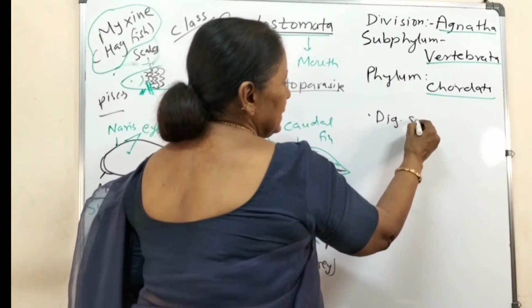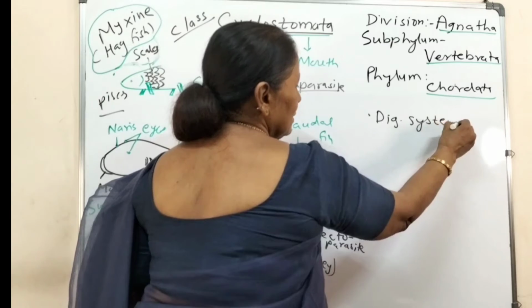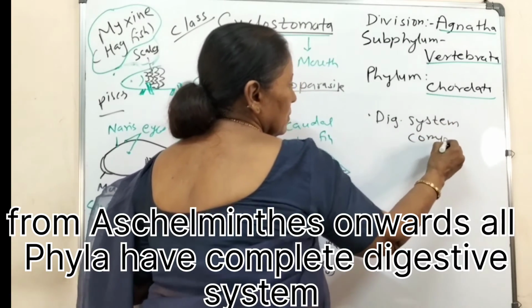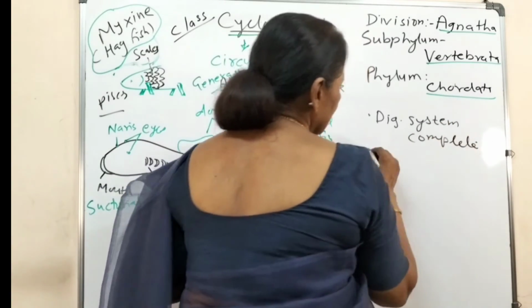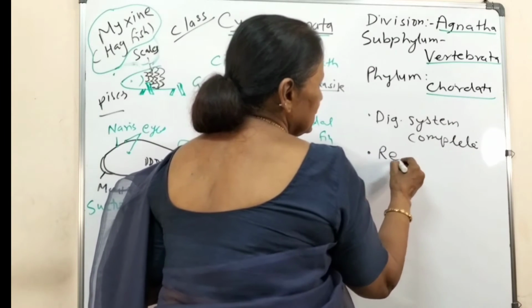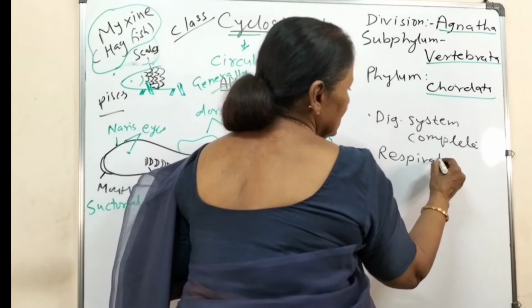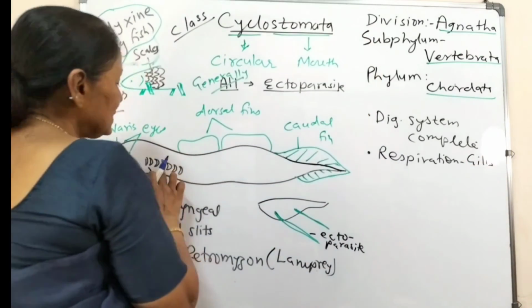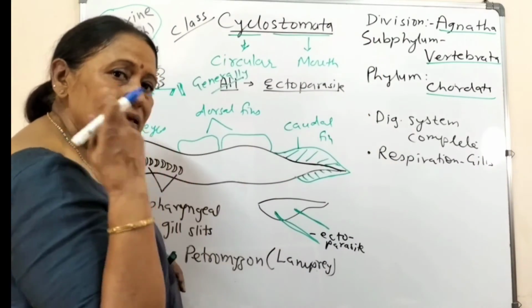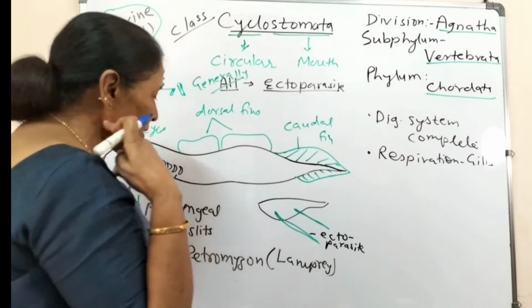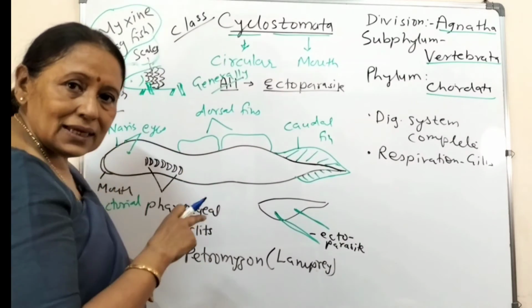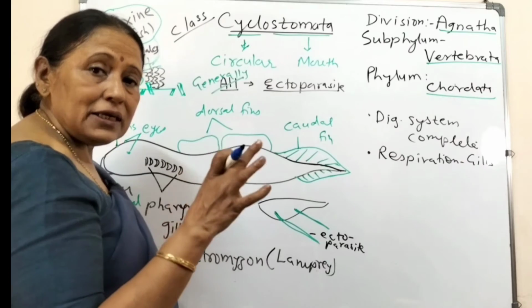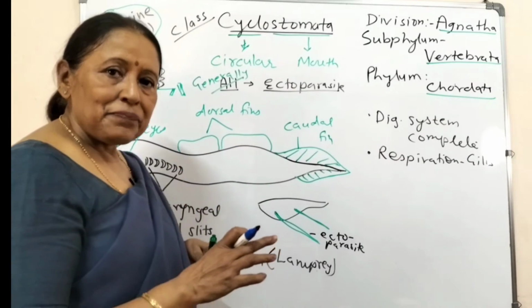Digestive system is complete. Then the respiration is by means of gills. Respiration is by gills. These are the gill slits present here, whereas gills are present inside and the gills are richly supplied with blood vessels.